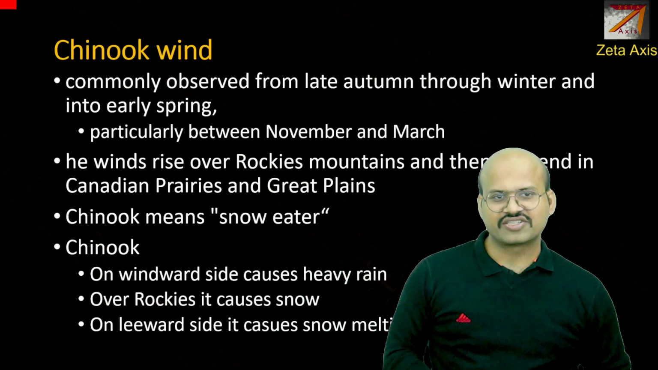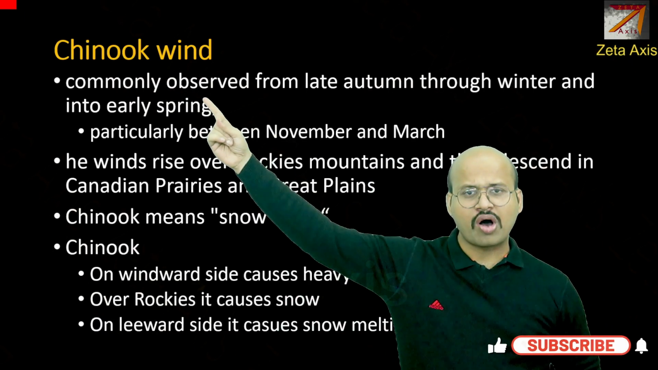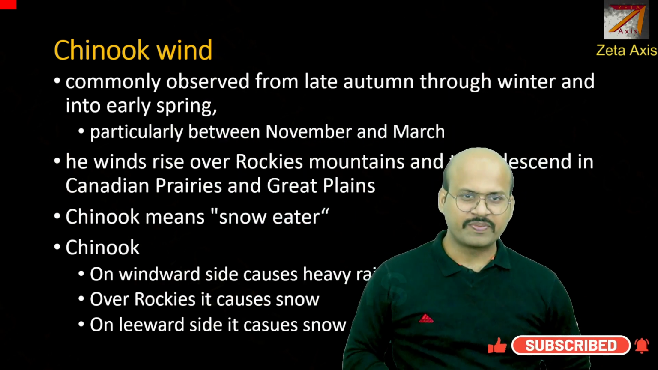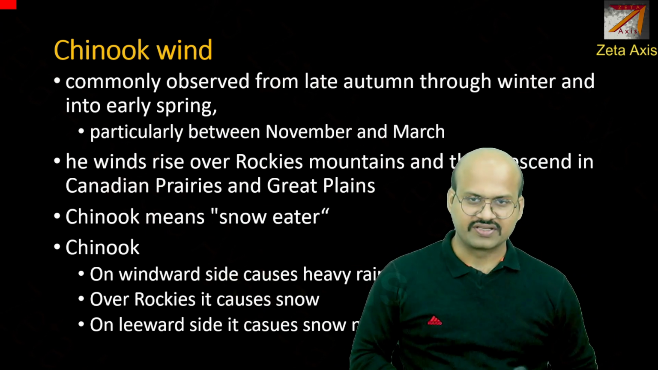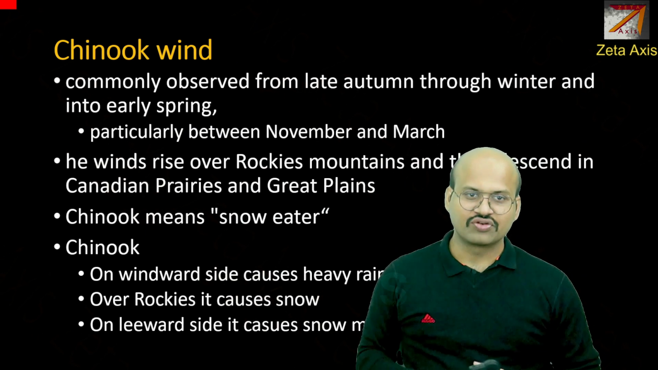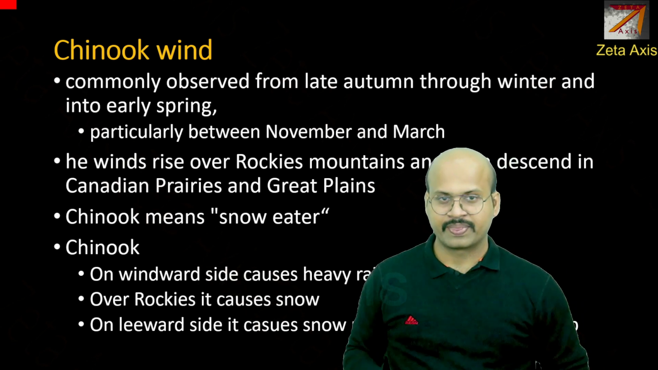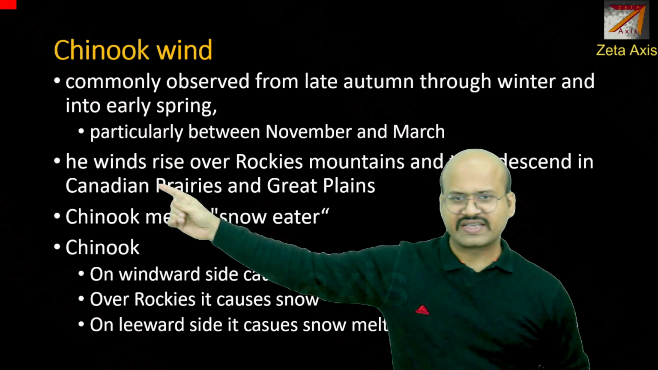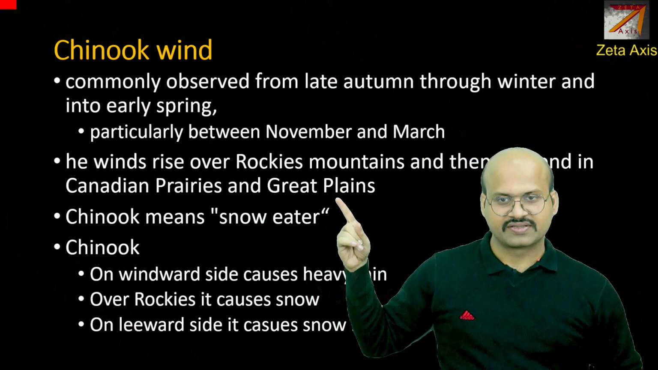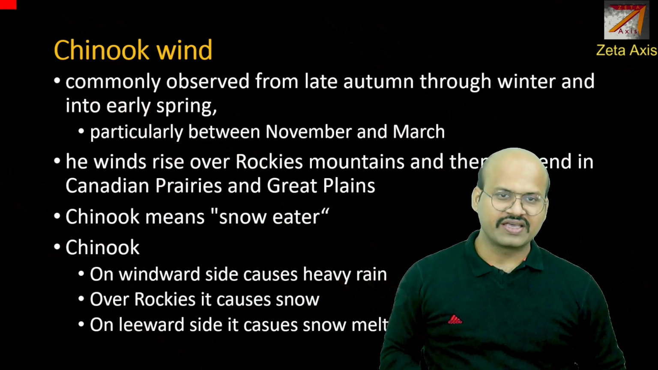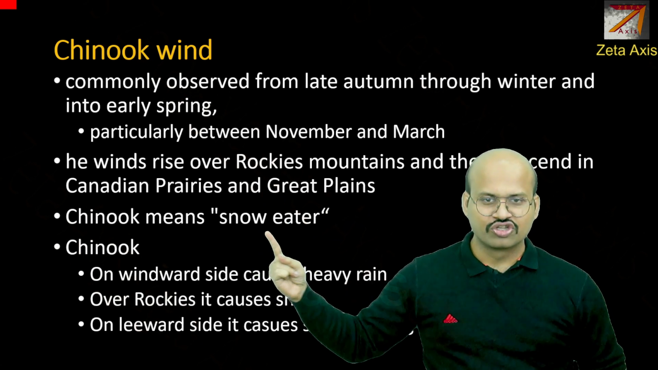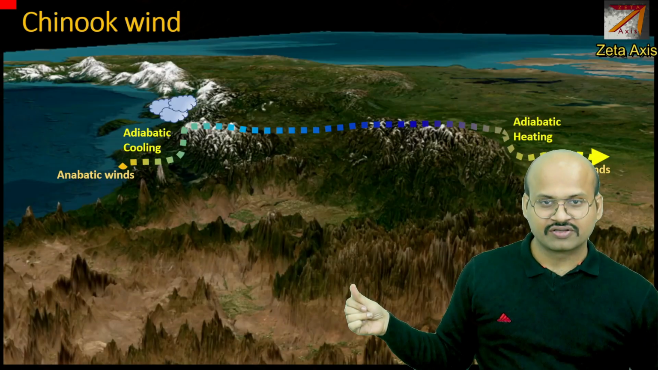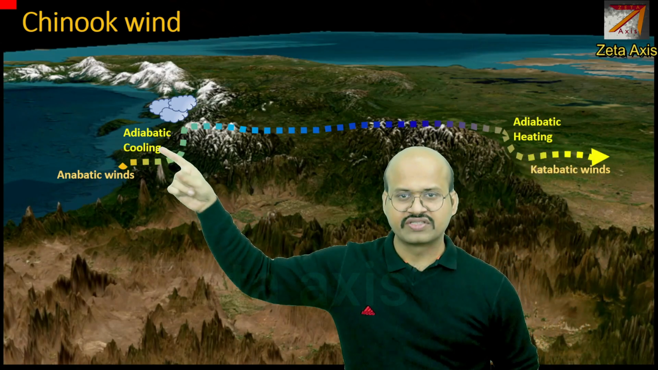So here are the characteristics of Chinook wind. They are commonly observed during late autumn through winter and in early spring. Basically they are generally part of the westerlies, which are experienced by this region during the winter time. The winds rise over the Rocky Mountains and then descend in the Canadian prairies and Great Plains. Because they are warm, they melt the snow, and that is why they are called snow eater. On the windward side, they cause heavy rain. So we saw that here they will cause heavy rain.